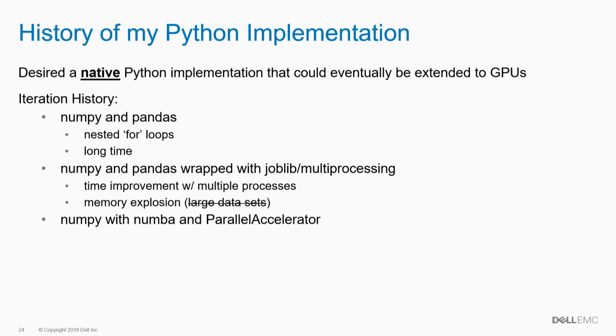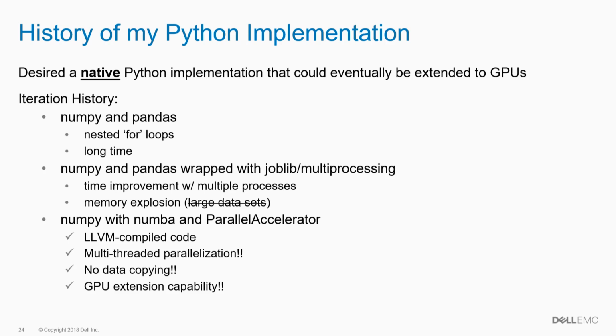Now, with NumPy and Numba and Parallel Accelerator, I get LLVM compiled code, so no matter what platform I run, all of the functions are being compiled at runtime. I get multi-threaded parallelization, so the data doesn't get copied out. And with just a little bit of work, I can extend to the GPU. So this was Nirvana for me, but in all honesty, it has only happened since maybe September, October of last year, when the parallel accelerator functionality was added to Numba.